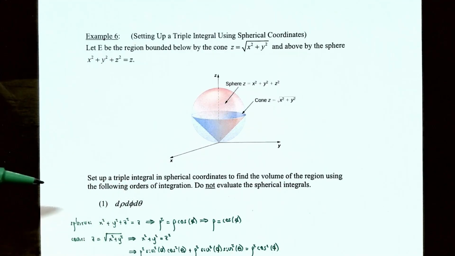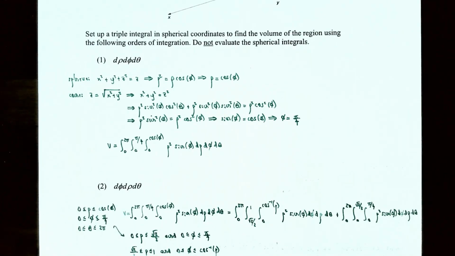We need to set up a triple integral using spherical coordinates to find the volume of the region using the following orders of integration. But we're not going to evaluate the spherical integral. We're just going to set up the spherical integral in each case. So number 1, we're going to integrate in the order d rho, then d phi, then d theta. So notice that we can relate the sphere, which was x squared plus y squared plus z squared equals z, back into spherical coordinates as follows.